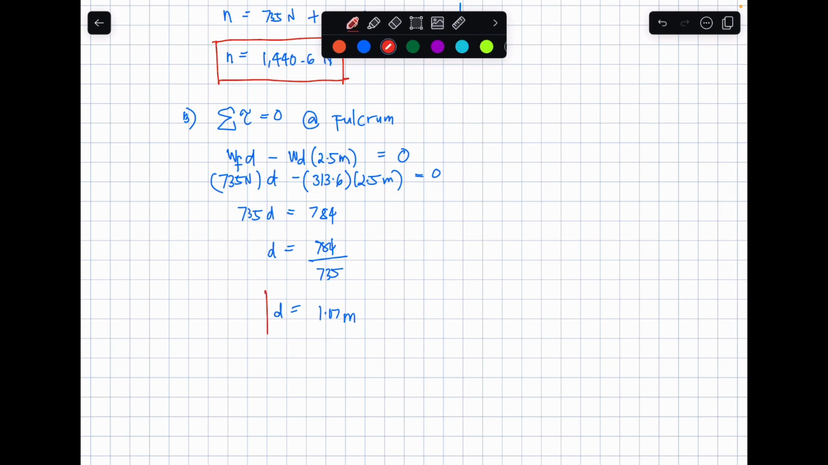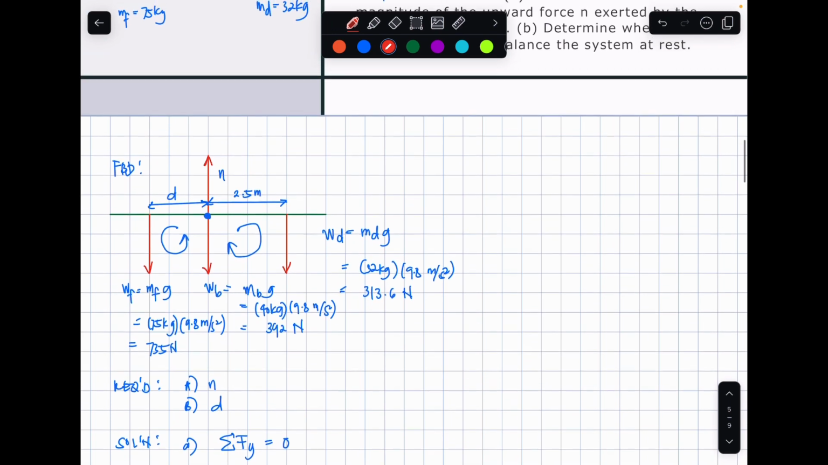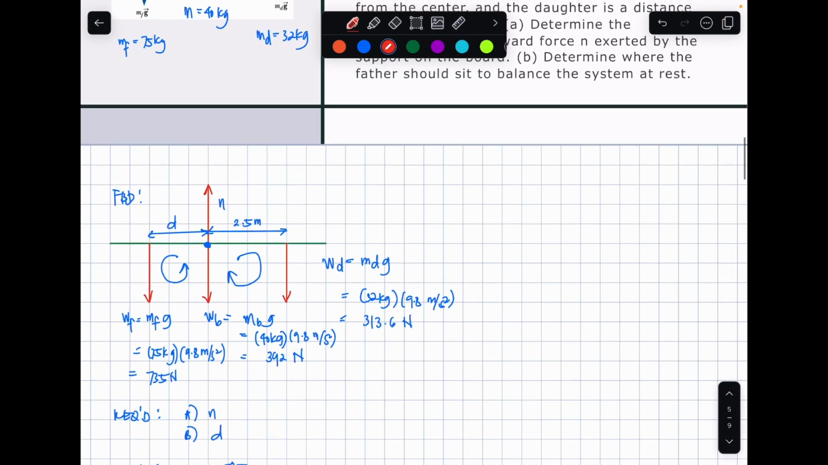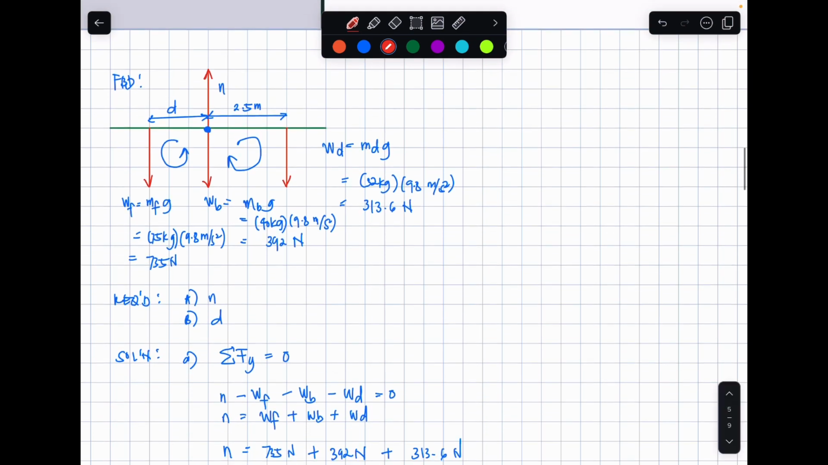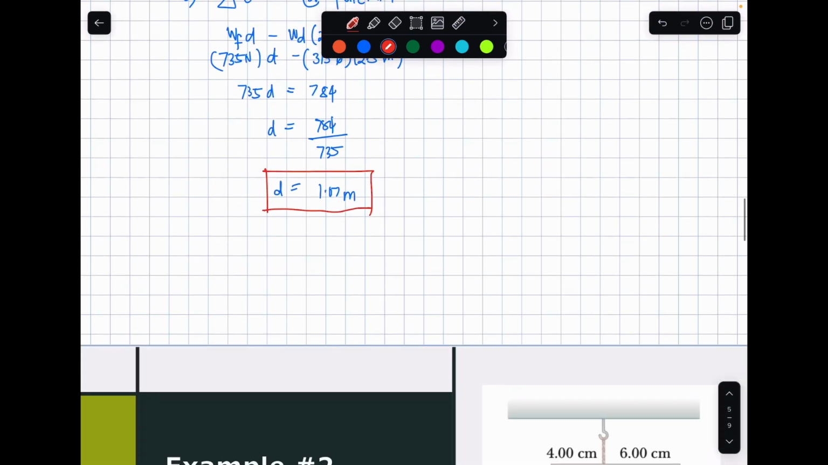So that is how far from the fulcrum the father should sit to balance the weight of the daughter, which is 2.5 meters from the fulcrum. So that is our example number 1.